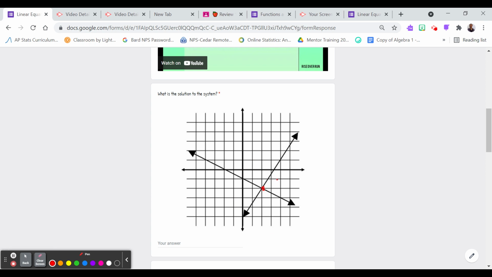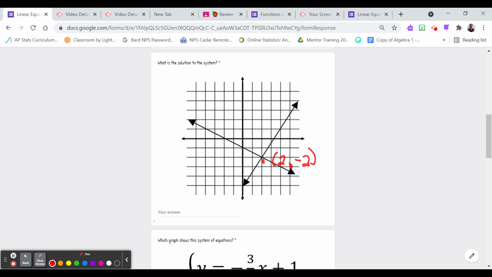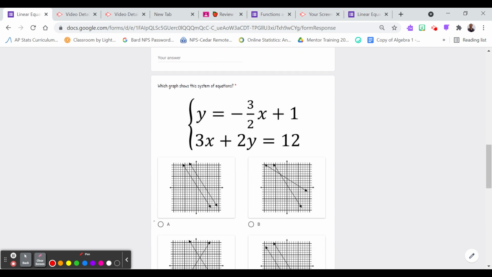It looks like we go over 2, so we have x equals 2. We go down 2, so we have y equals -2. So our solution is this coordinate, (2, -2). That's what we would write in that little answer space. So let's move on to the next one.